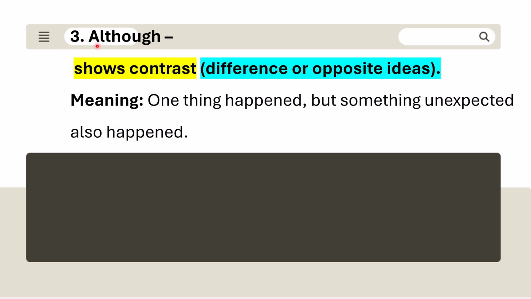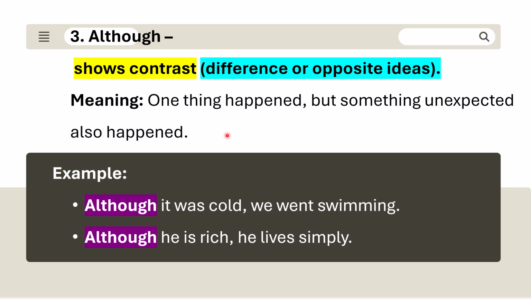Let's move on to the next subordinating conjunction, although. It shows contrast. Contrast means opposite ideas or differences. Meaning, one thing happened, but something unexpected also happened. Example: although it was cold, we went swimming. Usually people don't go swimming when it is cold. So here we say, although it was cold, and we went to swim.